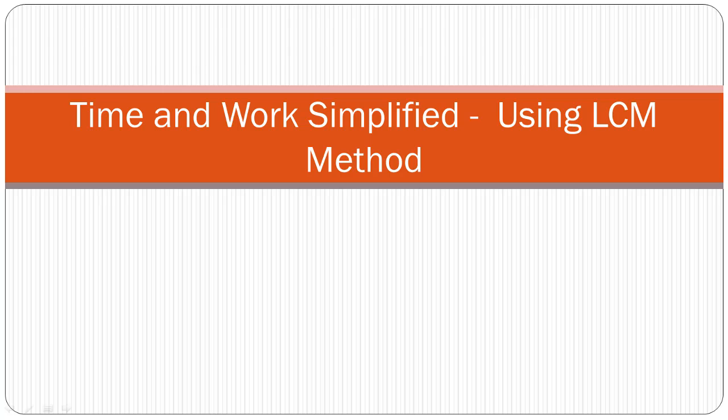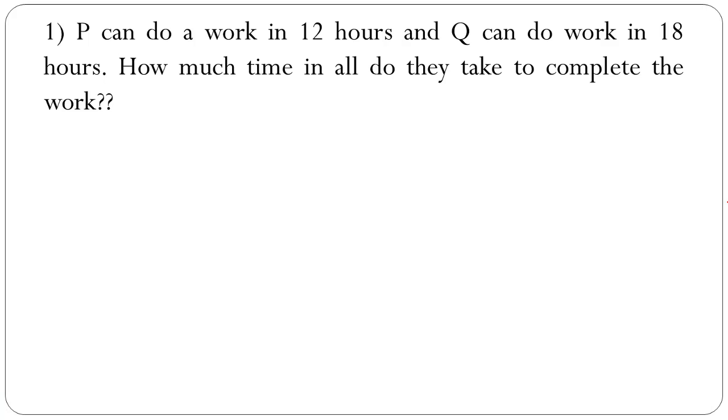So let's begin. Now let's look at this basic example which says P can do a work in 12 hours and Q can do the same work in 18 hours. How much time in all do they take to complete the work? See, P is taking 12 hours, Q is taking 18 hours.